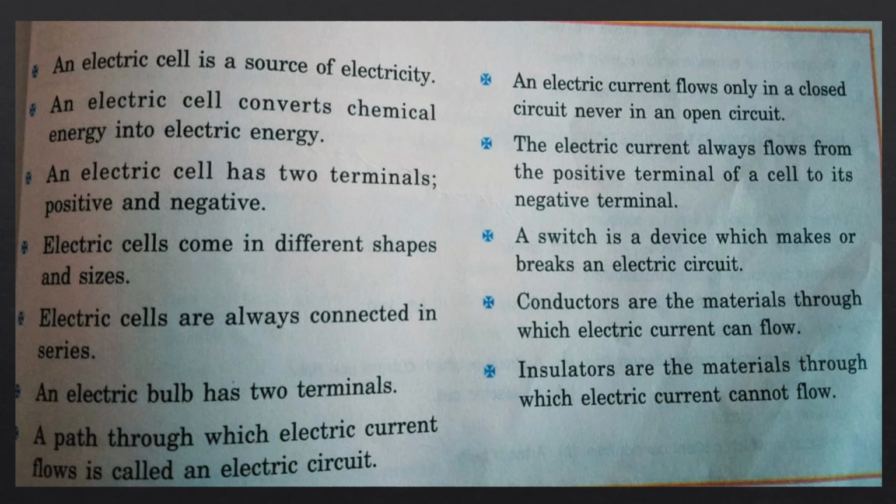A path through which electric current flows is called an electric circuit. Electric current flows only in a closed circuit, never in an open circuit. The electric current always flows from the positive terminal of a cell to its negative terminal. A switch is a device which makes or breaks an electric circuit. Conductors are the metals through which electric current can flow, and insulators are the materials through which electric current cannot flow. This was about our electricity and circuit lesson.